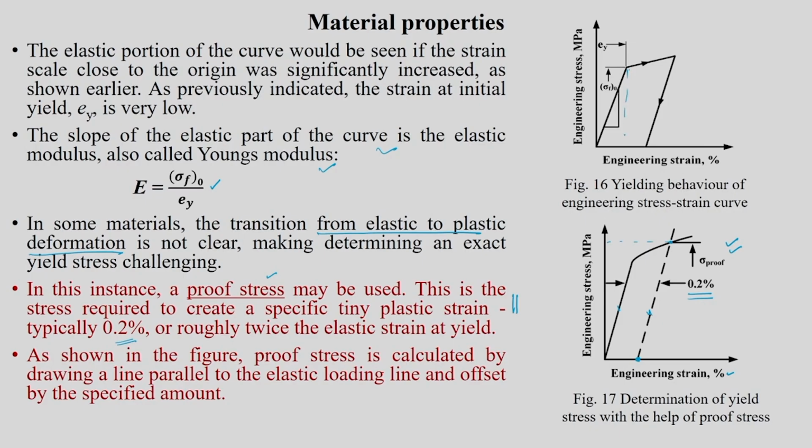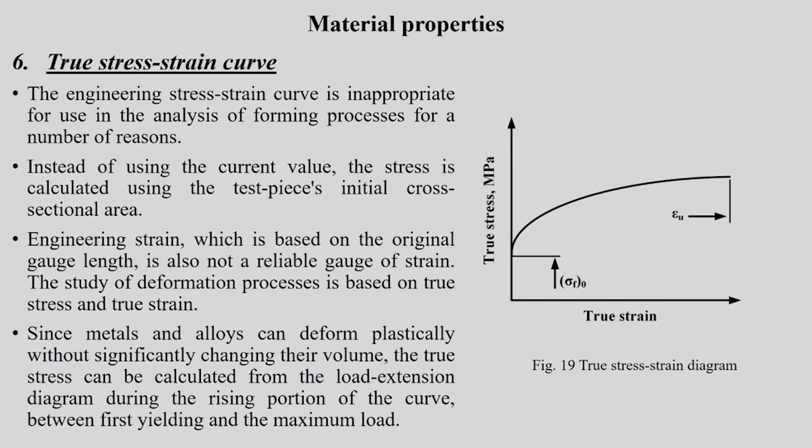This is elastic strain at yield, no? So, maybe twice that is what is referred, but otherwise generally the standard says that you pick up 0.2% strain, and then you go and hit it on the stress strain curve. The corresponding one is nothing but yield strength. As shown in the figure, proof stress is calculated by drawing a line parallel to the elastic loading line offset by a specified amount. This much amount you are doing. So, this is nothing but your yield stress evaluation.